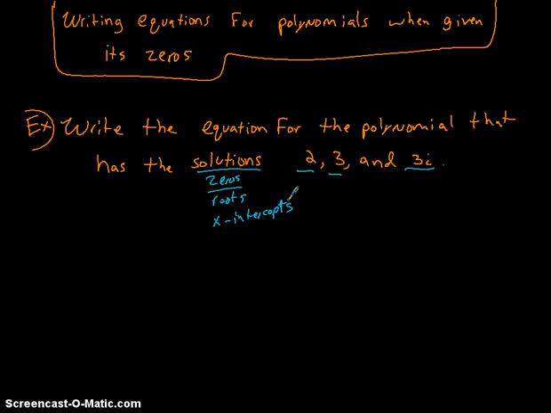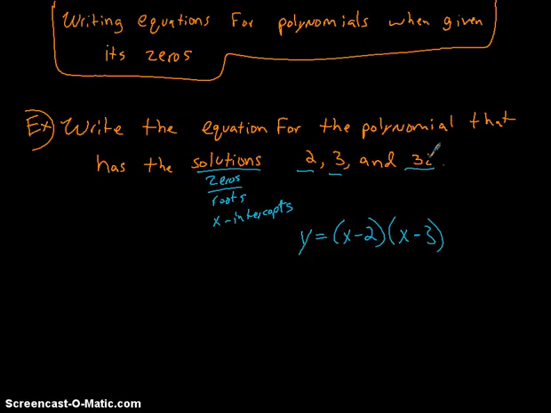All those different words for the same thing. Anyway, so we know what the zeros are. They're 2, 3, and 3i. But up until now, we haven't had one with imaginary solutions. So first of all, we know that if 2 is a zero, the equation would have x subtract 2 as a factor. And if 3 is a zero, x subtract 3 will also be a factor. But we haven't talked about those having imaginary answers.